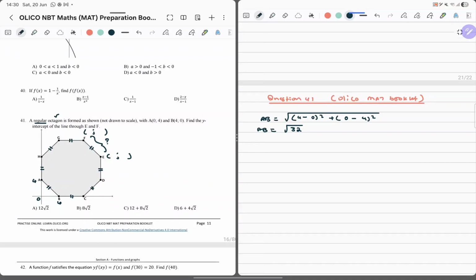Now 32 is 4 times 8. Right, but now I say root 2 in here. If we know root 2, so it's 16 times 2. So therefore AB is going to be 16. This is 4 root 2 units. Okay, so that's the first thing.